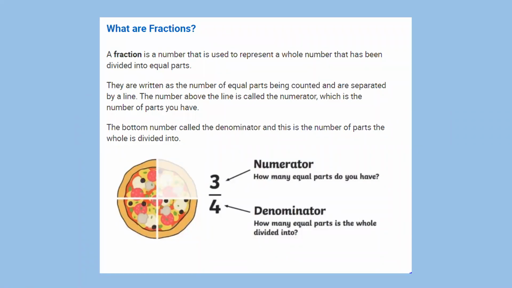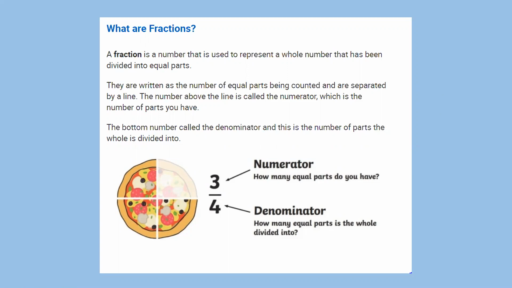So a fraction is a number that is used to represent a whole number that has been divided into equal parts. So within a fraction we have the numerator, which is our top number, and that tells me how many equal parts I have. We then also have the denominator, and that tells me how many equal parts it's been divided into, so how many parts there are altogether.